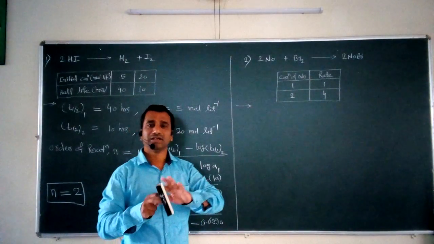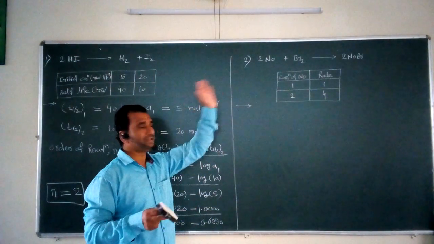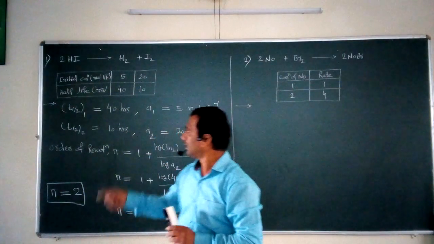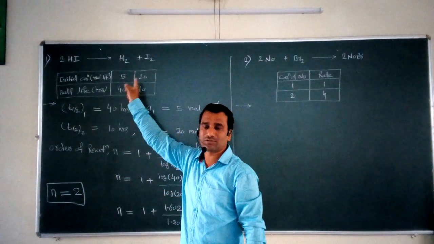Okay, so this is the simple difference between the first numerical and the second numerical. What is the difference? In the first numerical, no doubt initial concentrations are given.